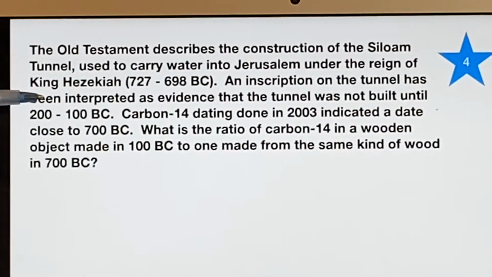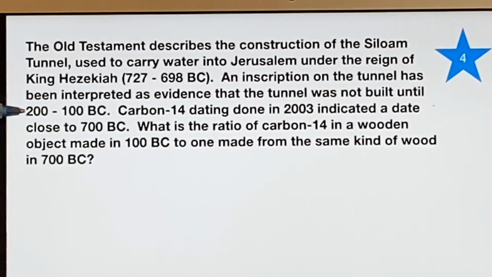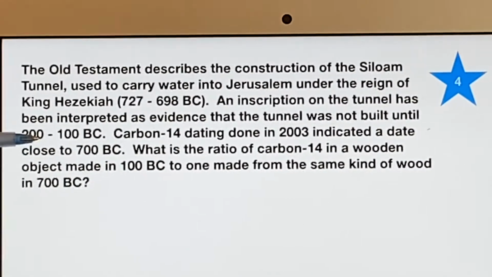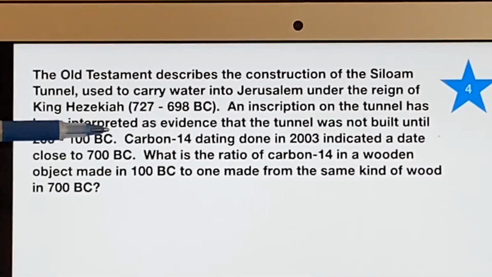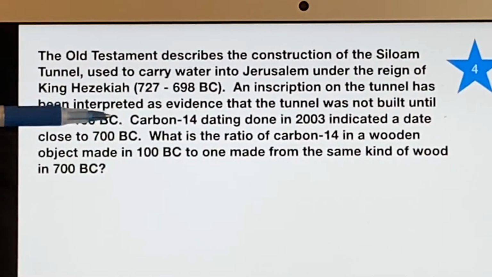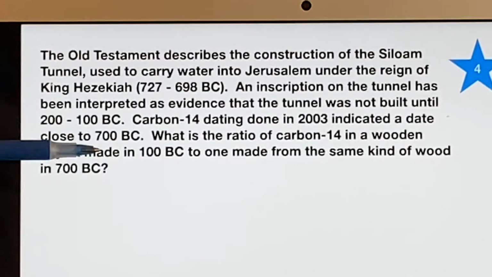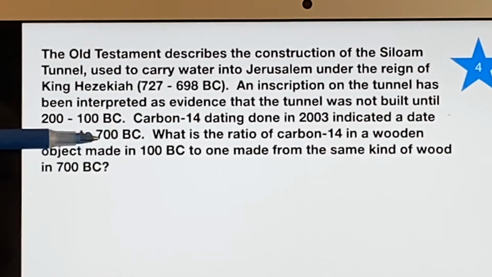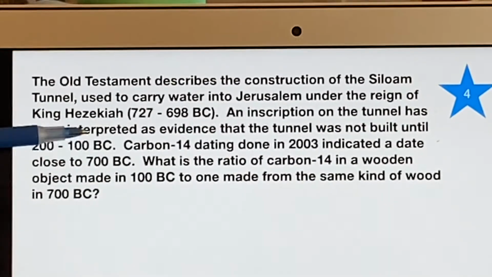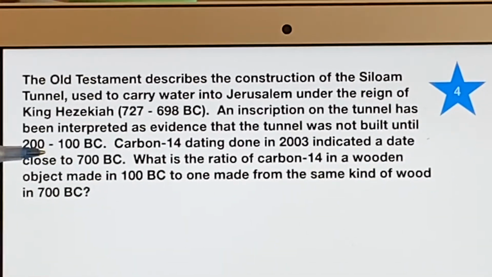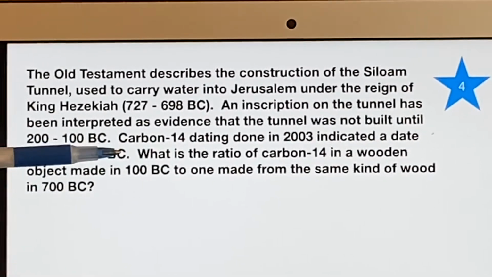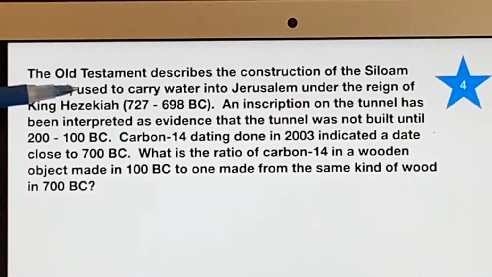But somebody found an inscription on the wood that said that the tunnel was built somewhere in the range of 200 to 100 BC. And then someone said, well, we better just grab a little bit of this wood and do some carbon dating on it. When they did that, they found the date was closer to the 700 BC. Apparently what happened is maybe somebody did some repairs and then they put an inscription on it from when the repairs had been done. But here we have a question, finally, after all of this background information.